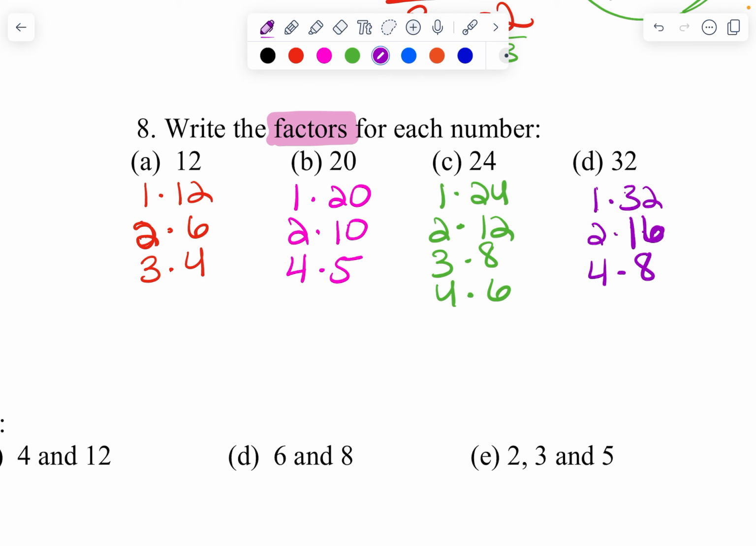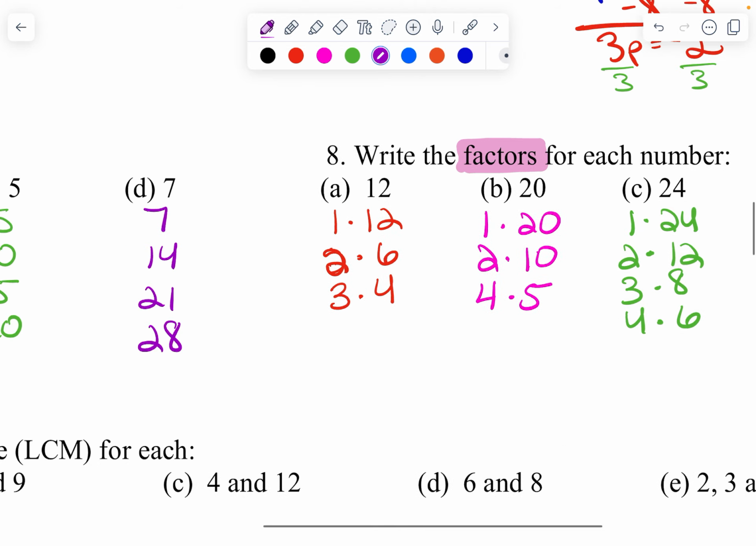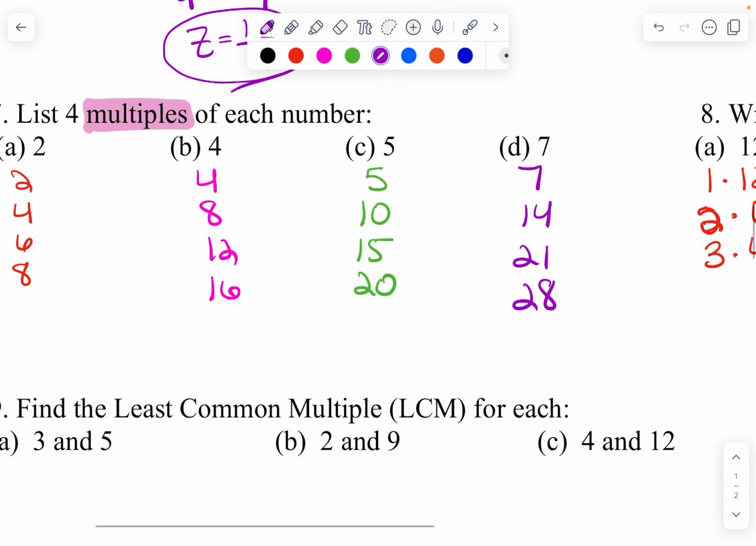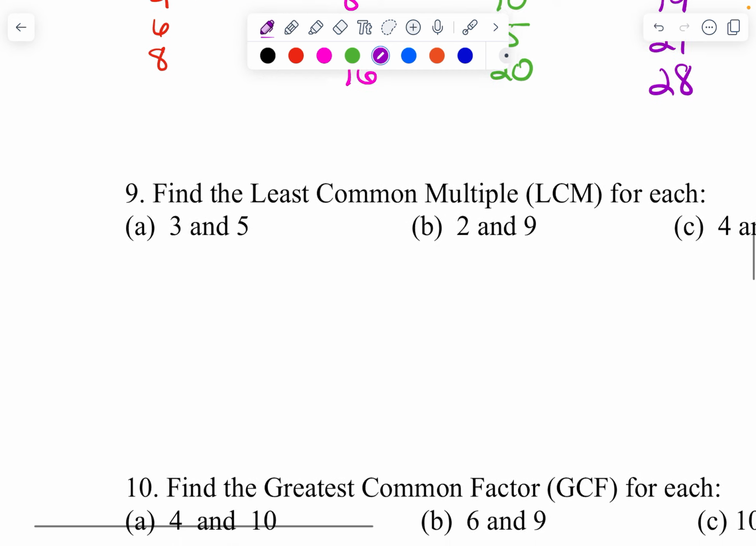Multiples are when you're counting by that number. So again, 5, 10, 15, 20. 5 is a multiple of 5. 10, 15, and 20 are all multiples of 5.